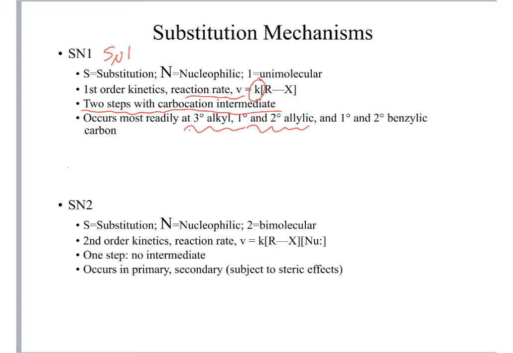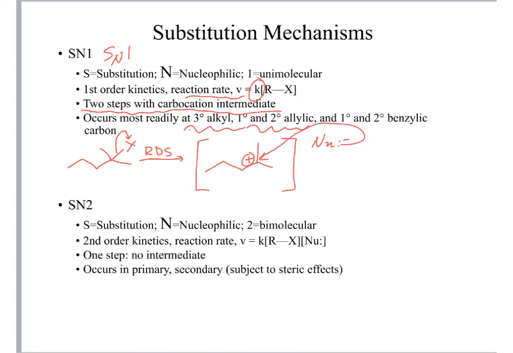So the generic mechanism involving, for example, tertiary alkyl halide will involve dissociation of the leaving group in the rate determining step, giving us the carbocation intermediate, followed by addition of nucleophile, which occurs more readily, to get the substitution product.